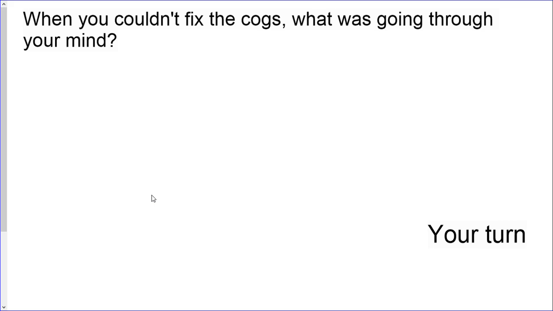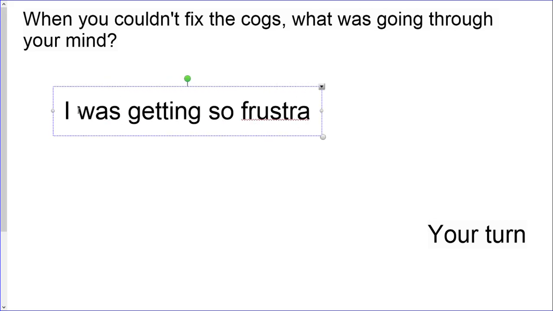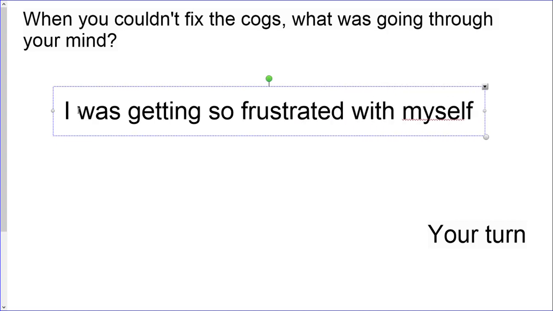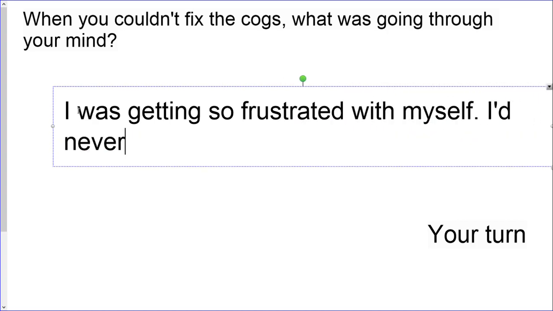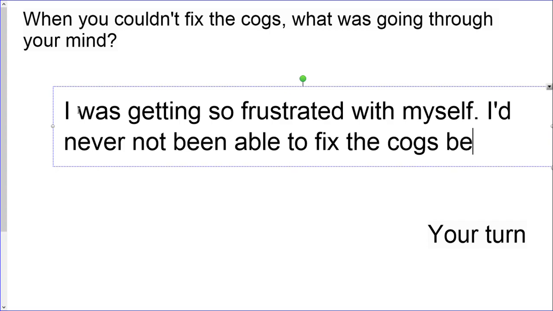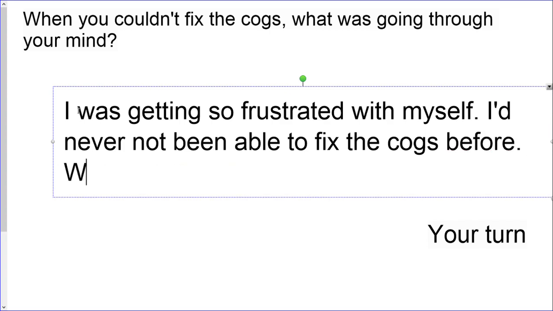So we'll have a look at how we could answer the one that we've got on the board. So when you couldn't fix the cogs, what was going through your mind? So we're answering as if we are the lighthouse keeper. So it could be, I was getting so frustrated with myself. I'd never not been able to fix the cogs before. Why now?